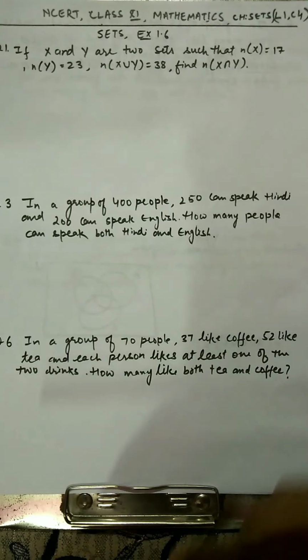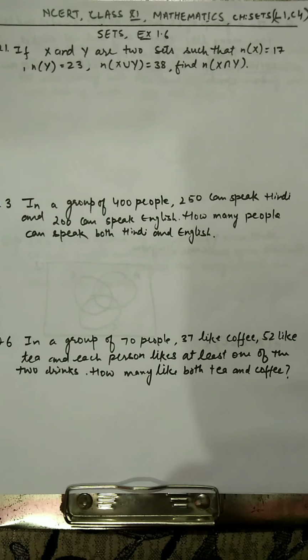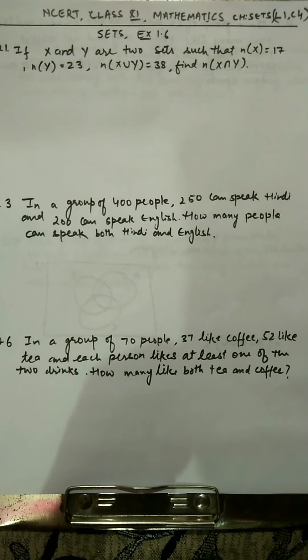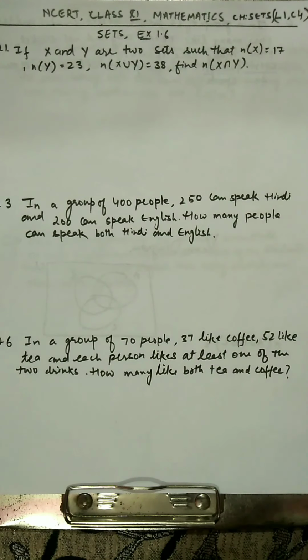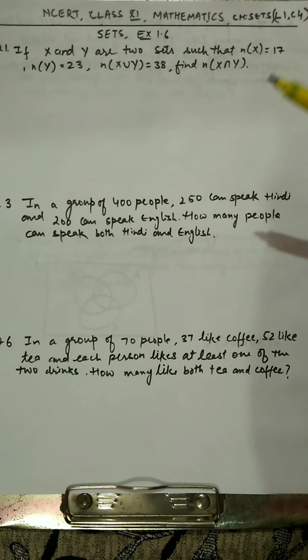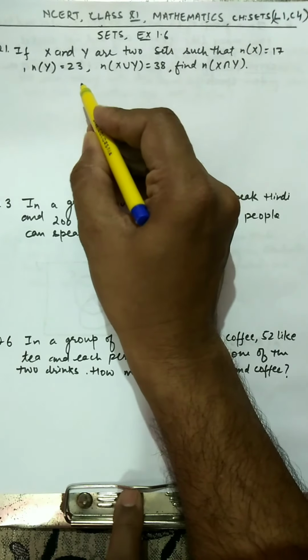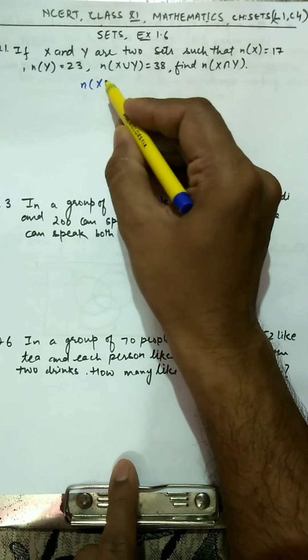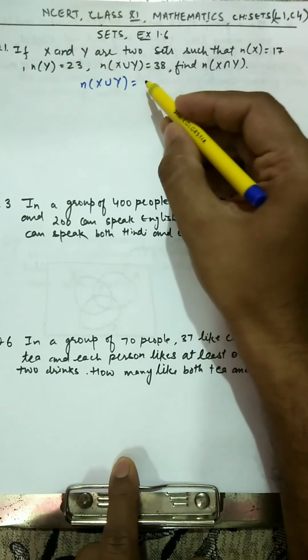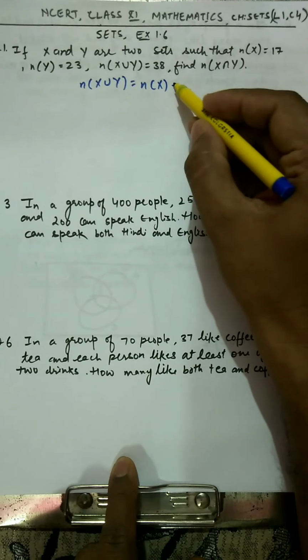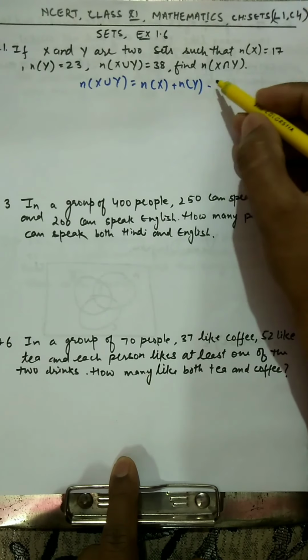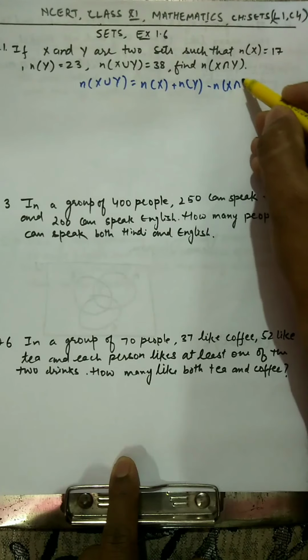In the previous class, we understood the union and intersection of two sets. Now we will use the union and intersection of two sets in applications. This Exercise 1.6 deals with the applications of union and intersection of sets. One important formula we did in the previous class is: the number of elements in X union Y is equal to n(X) plus n(Y) minus n(X intersection Y).